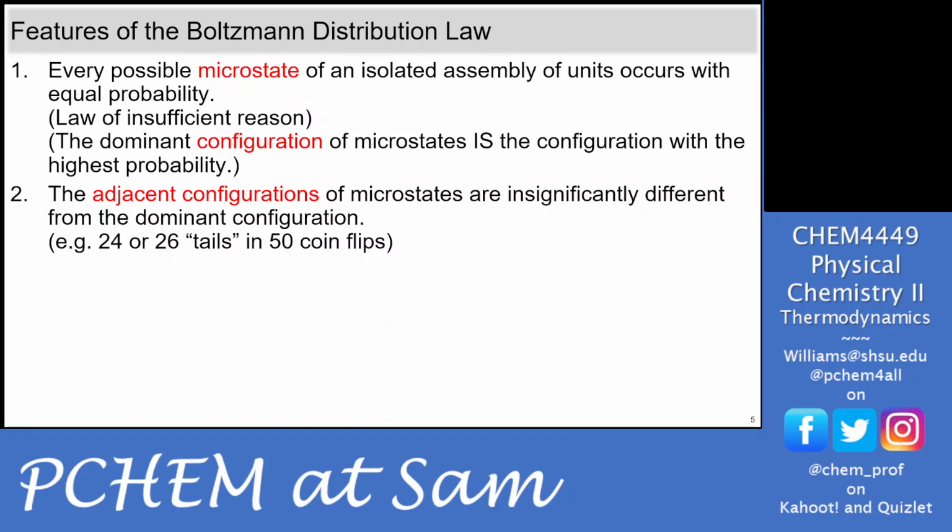Let's think about coin flips too. When we talk about a configuration, it's like we're summing up the categories of heads or tails. So we're saying 24 tails and 26 heads is a configuration. A microstate would be the exact order. So think about how many different microstates there are, how many different ways you could get 24 heads and 26 tails. A whole bunch of different ways to get that. But the configuration is that 24 to 26 ratio.